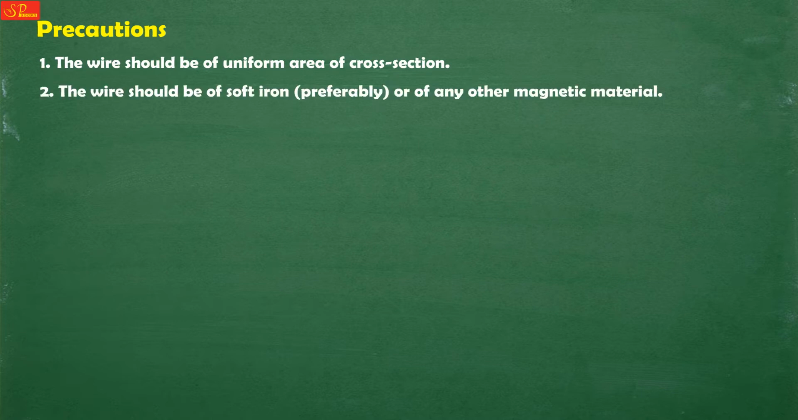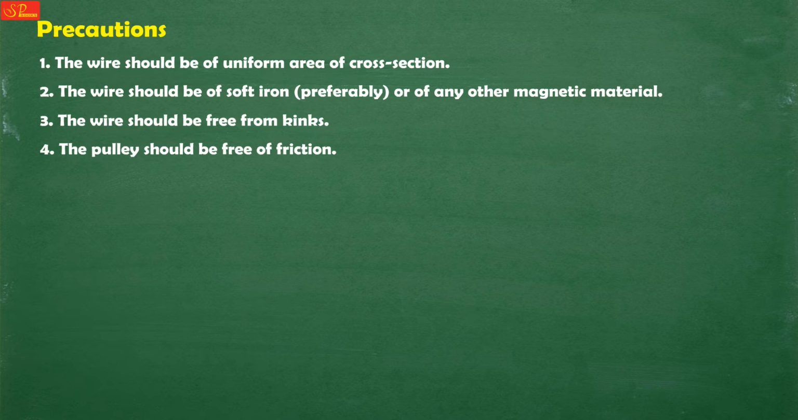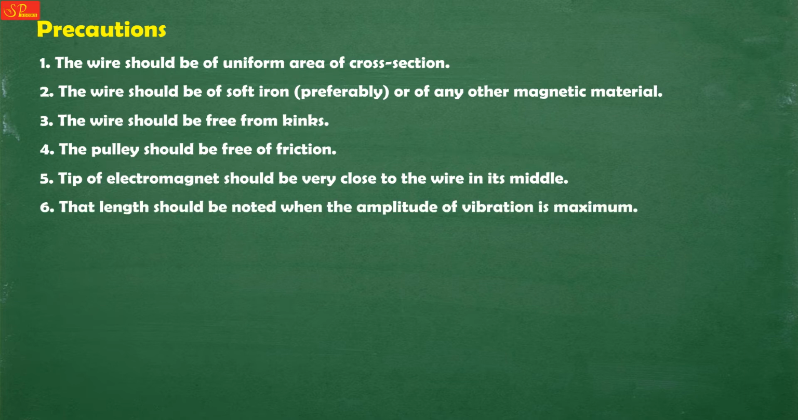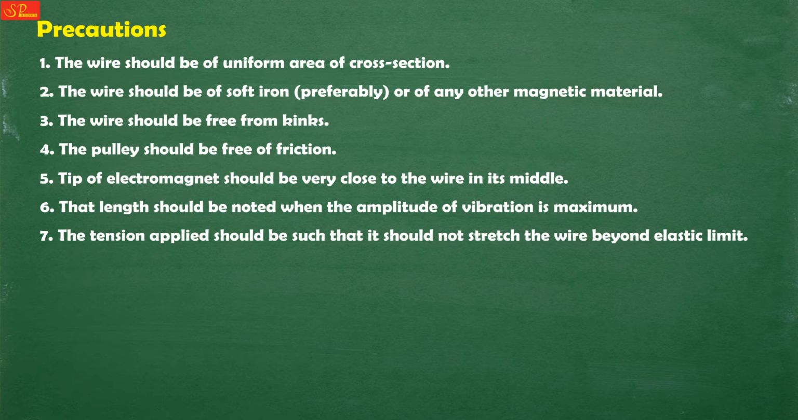Precautions. The wire should be of uniform area of cross section. The wire should be of soft iron, preferably, or of any other magnetic material. The wire should be free from kinks. The pulley should be free of friction. The tip of the electromagnet should be very close to the wire in its middle. The length should be noted when the amplitude of vibration is maximum.